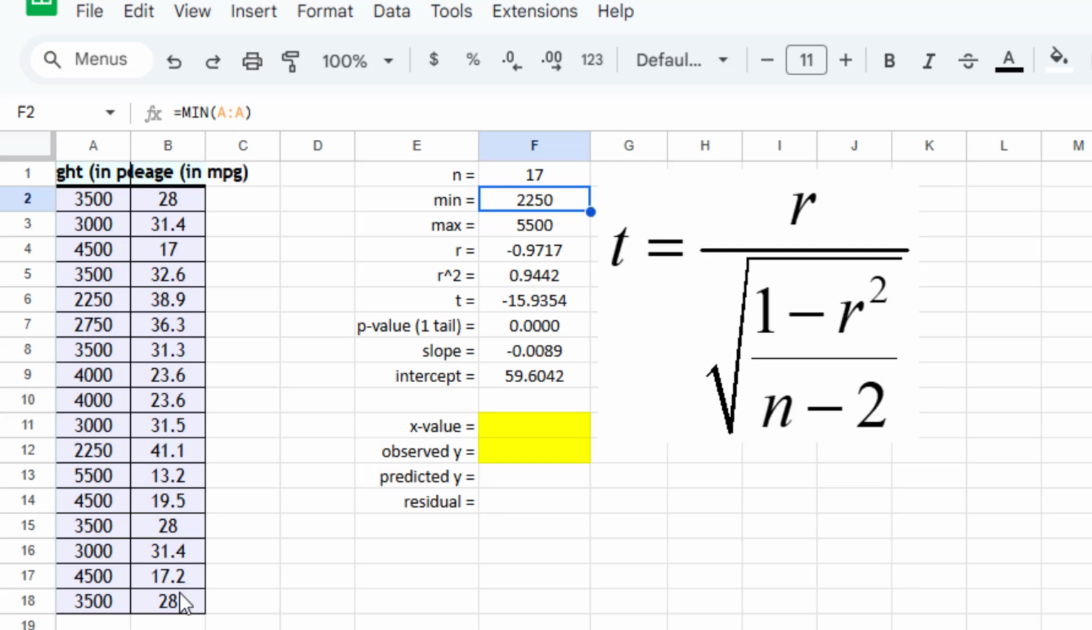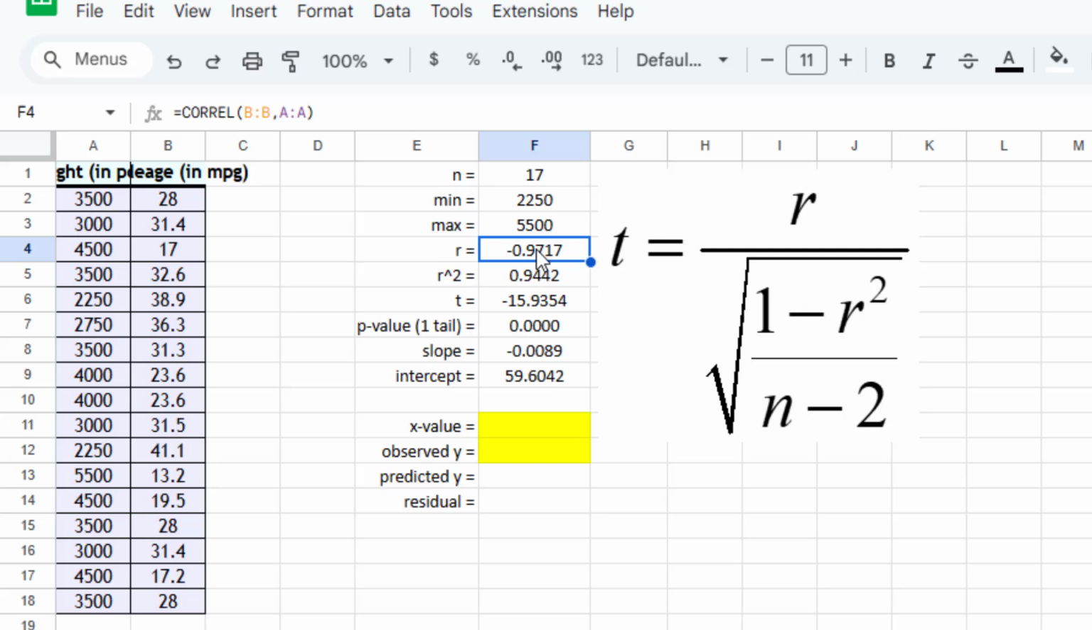Okay, we need to know the minimum and the maximum of our X values, the input. Sometimes called the independent, sometimes called the explanatory variable, basically the X, the thing that is kind of influencing the other thing. So in this case, the weight of the car influences its miles per gallon. So that's our input, our X, the weight of the car. And we need to know the minimum value of the weight, and we also need to know the maximum value of the weight.